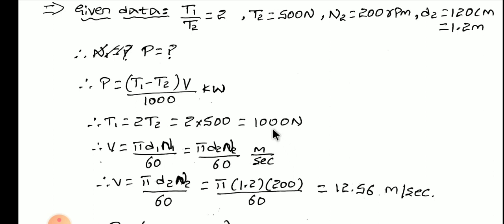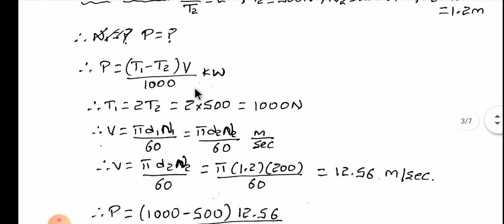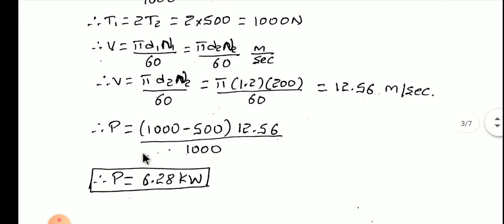Now substitute the values of T1, v, and T2 which is given. Substitute all the values in the above equation. You will get the value of P. P is equal to T1, which is 1000, minus T2, which is 500, into the velocity of the belt calculated, 12.56, divided by 1000. Therefore P is equal to 6.28 kilowatt.